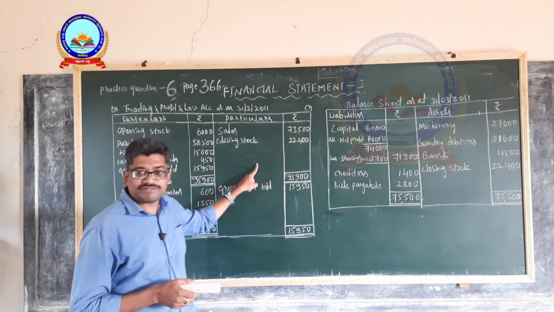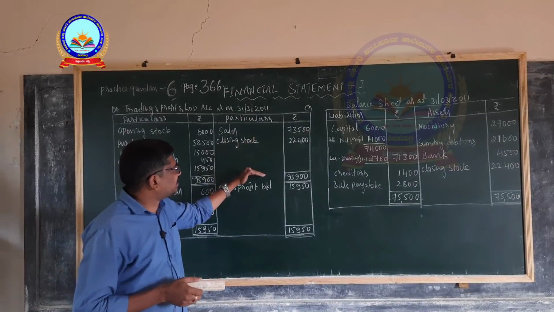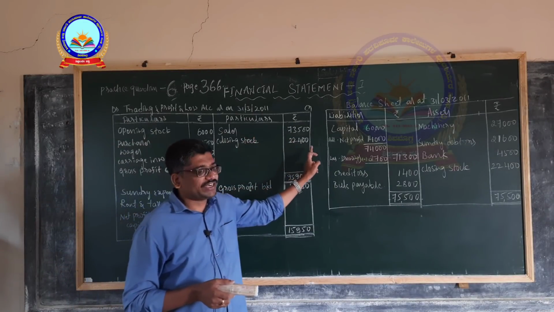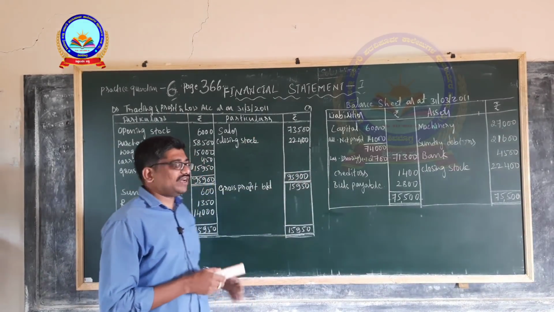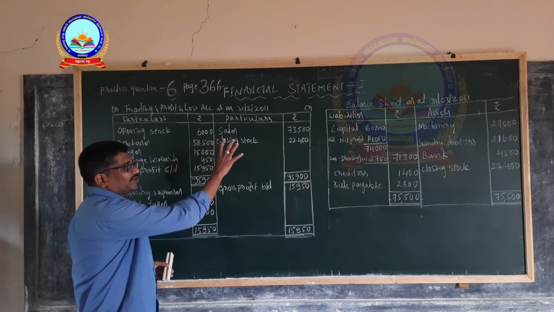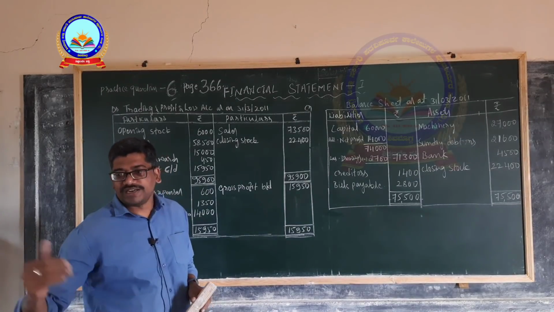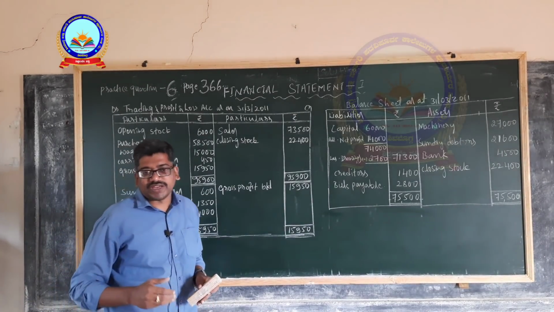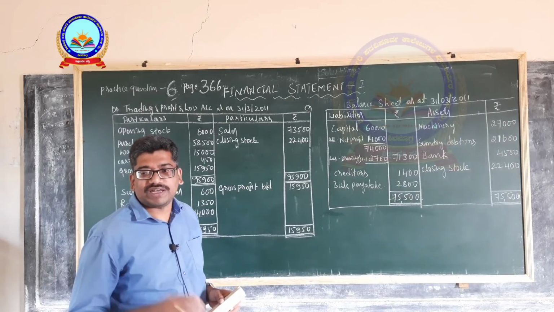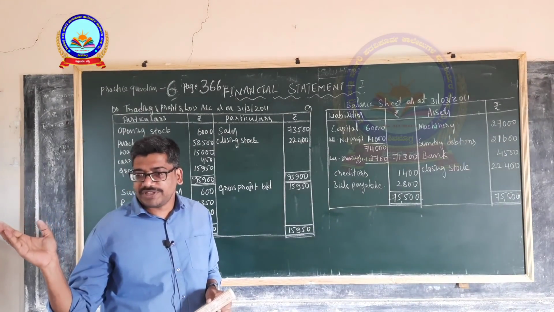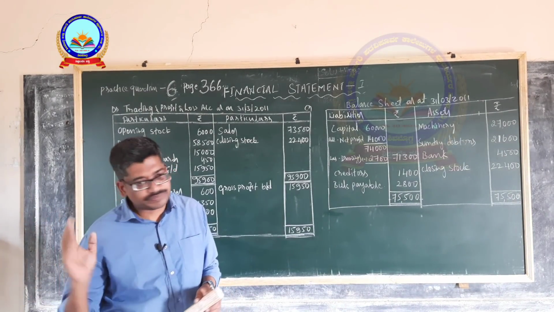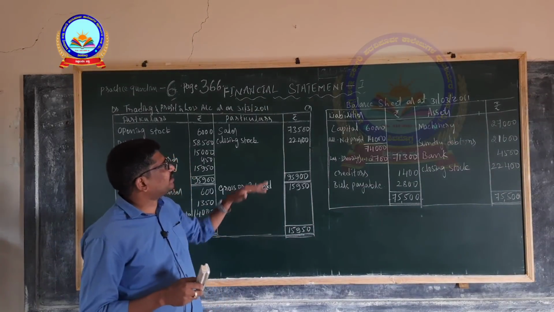So on the credit side of the trading account, after the sales, closing stock worth rupees 22,400. Now what we have to do is balance the account. You have already learnt, in the case of a ledger and the preparation of other subsidiary books, how to open the ledger accounts and how to balance them. Like that we have to balance.